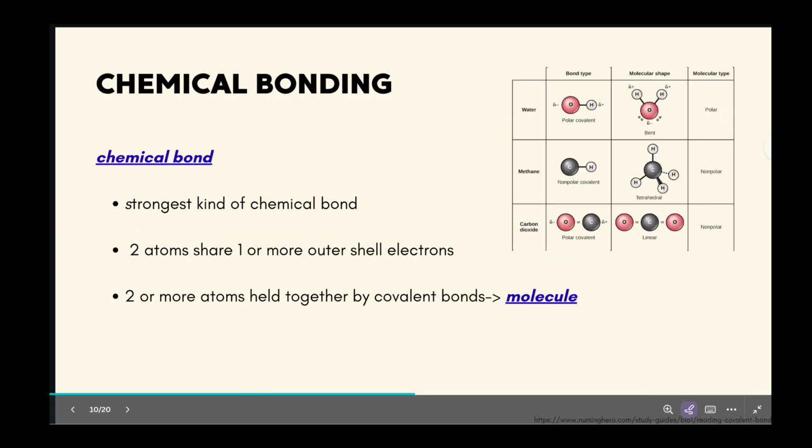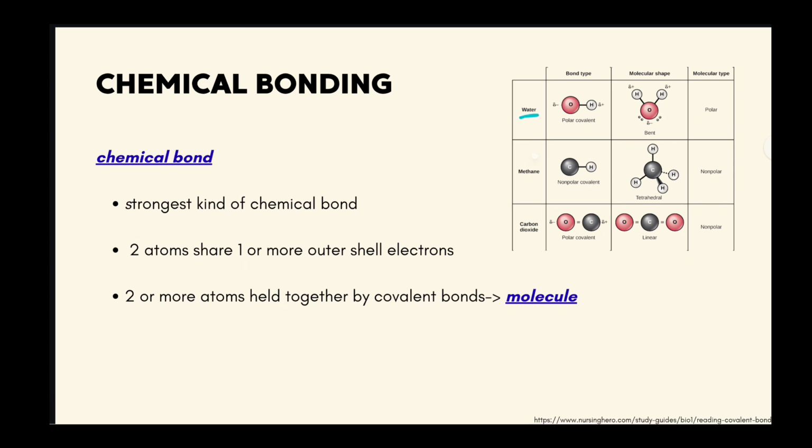A covalent bond is the strongest kind of bond. Two atoms share one or more outer shell electrons, and two or more atoms held together by covalent bonds are called molecules. Now, water, methane, and carbon dioxide are all molecules because two or more atoms, like these, are held together.